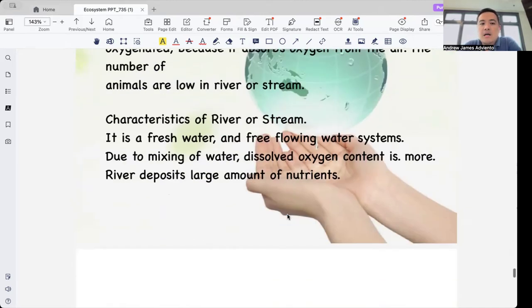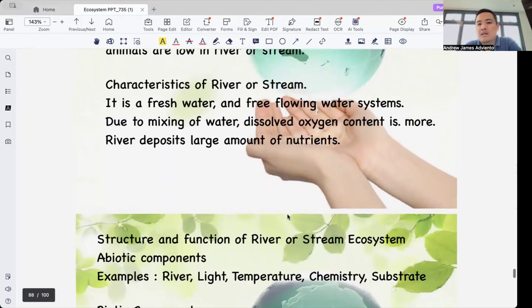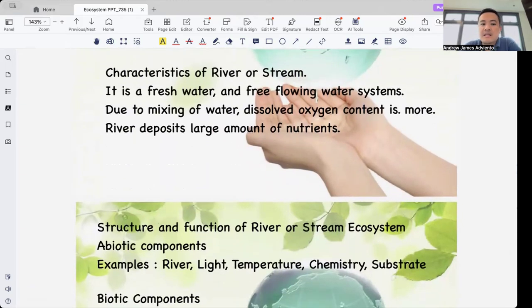Now, it has its own characteristics, of course. So, ano ang pagkakaiba nito? What makes rivers and streams unique? First is the flowing water. The current transports the nutrients, the oxygen, and of course the sediments downstream.